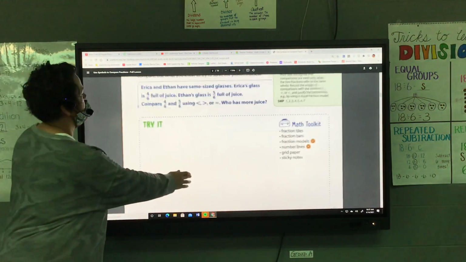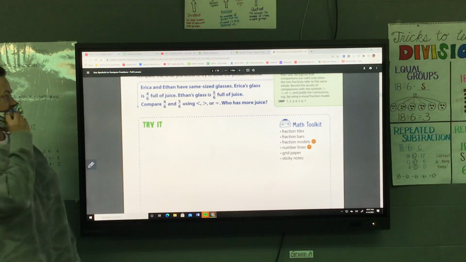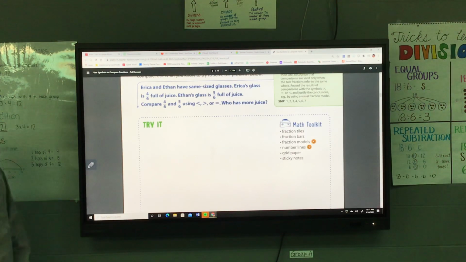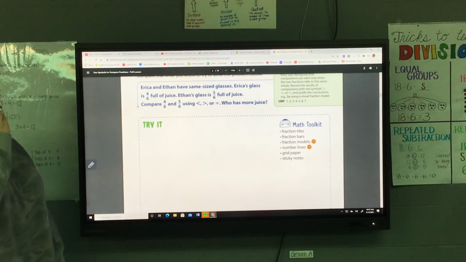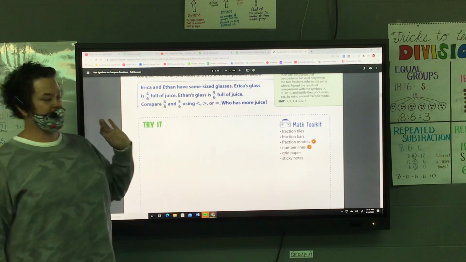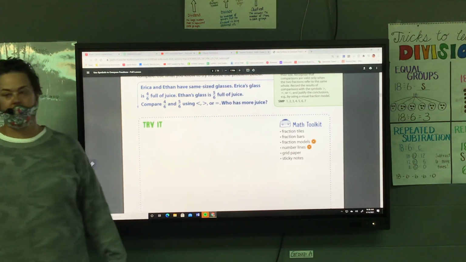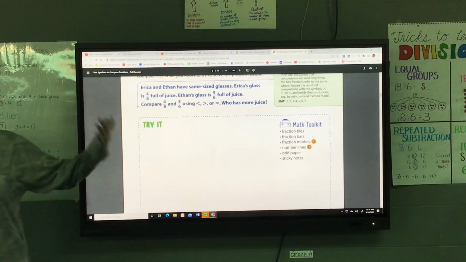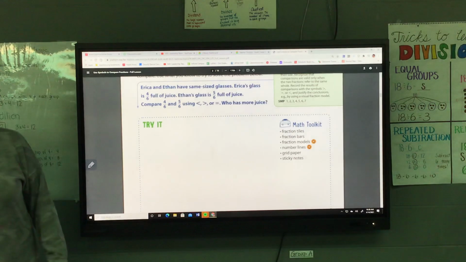Okay, let's look at this problem together. Erica and Ethan have same-sized glasses. Erica's glass is 4/6 full of juice. Ethan's glass is 5/6 full of juice. Compare 4/6 and 5/6 using less than, greater than, or equal to. Who has more juice? Can I teach you a trick?